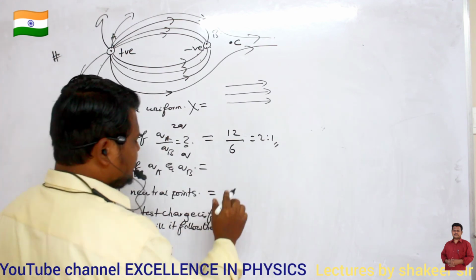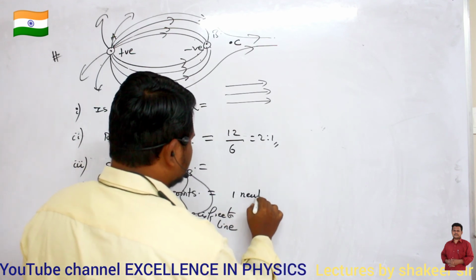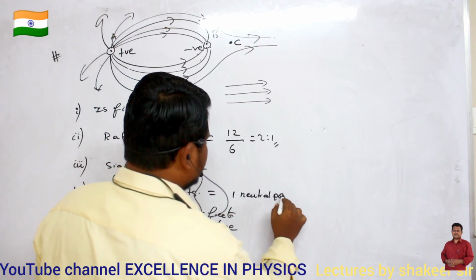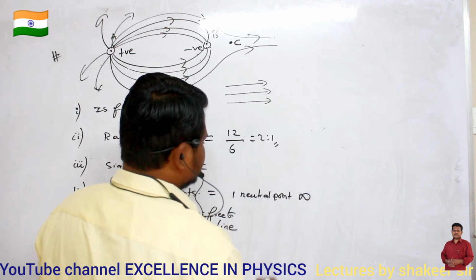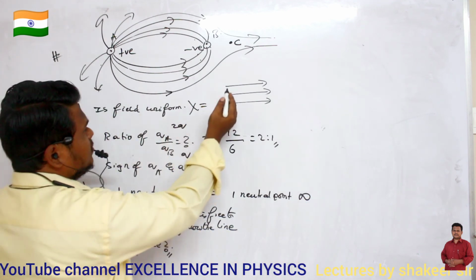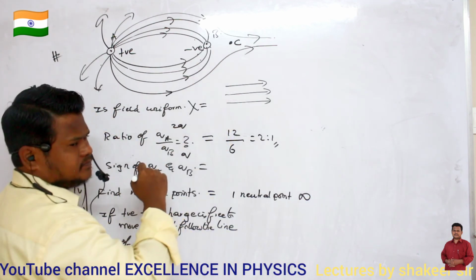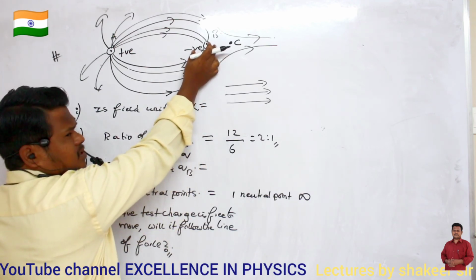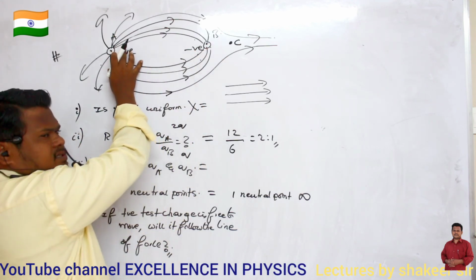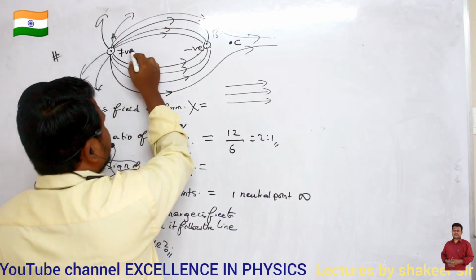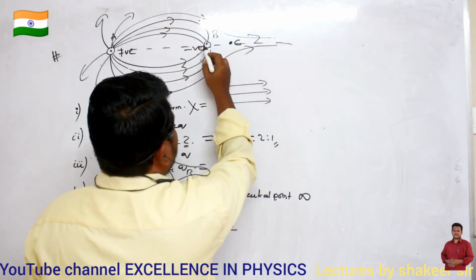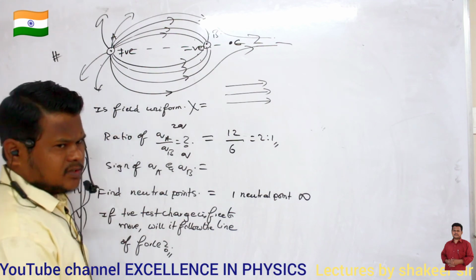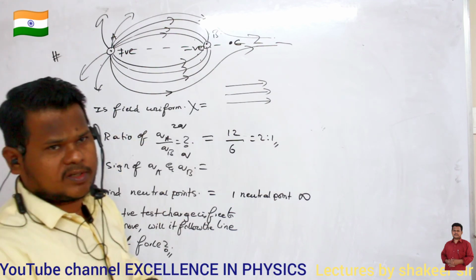One neutral point should be at infinity. Understand? And one more neutral point is at point C only, no? Clear? What is the reason? Because the magnitude of this charge is smaller, the magnitude of this charge is bigger. So definitely the neutral point must lie on this line and it should be closer to the smaller charge. Are you able to understand?